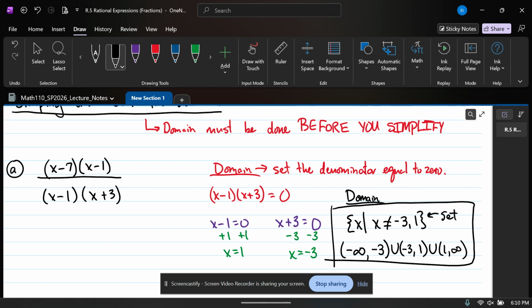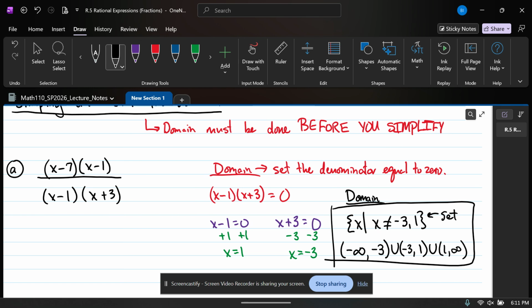This one's already factored, so that makes simplifying really easy. After you found the domain, that's when you can simplify. So when I look at this one, the thing that we had done in the lab was that we had looked at the factors of the numbers and canceled out the matching numbers, right? In this case, the factors are the sets of parentheses.